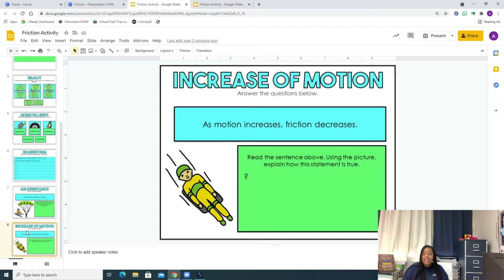And that is our final slide. So let's go back, and now we're going to get ready to talk a little bit more about some air resistance, but we have a little more to cover before that. So stick with me.